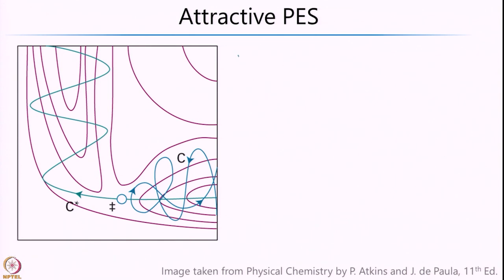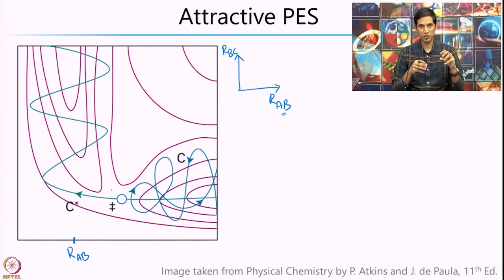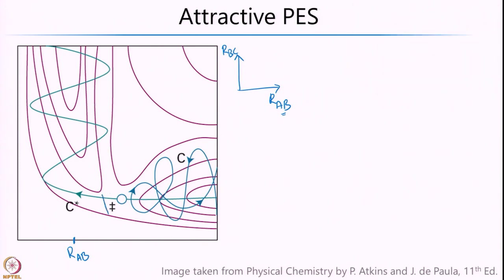So, I hope you remember that this is RBC and this is RAB, right? And AB is the product and BC is the reactant. So, here what we are looking at is the reactant, and this equilibrium bond length, this one is the RAB of the product, correct? And if you now look at the position of the transition state or the position of the saddle point along this two dimensional contour map, what you see is that in this particular case of attractive potential energy surface, it lies somewhere here.